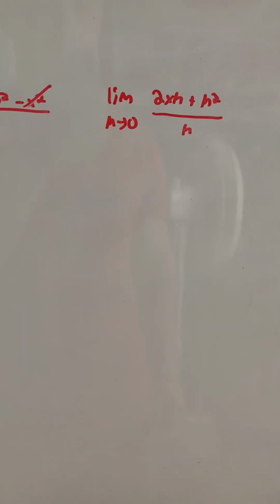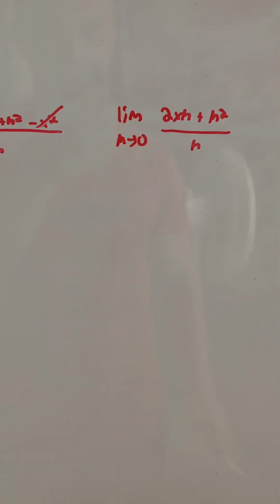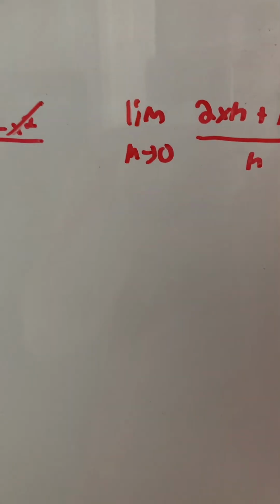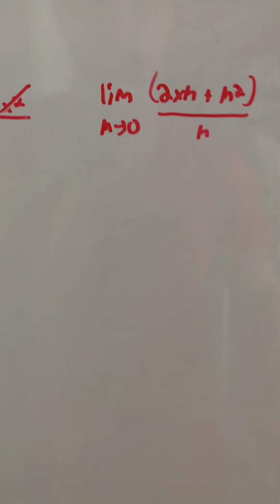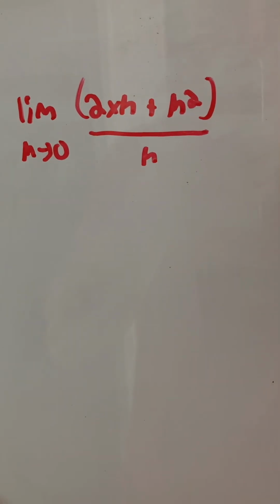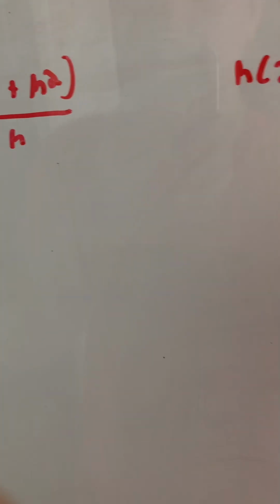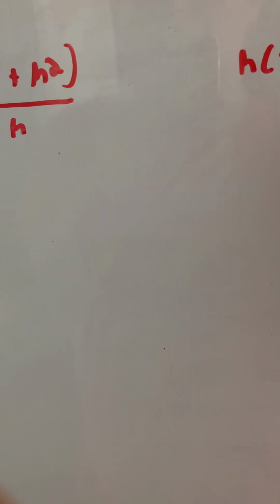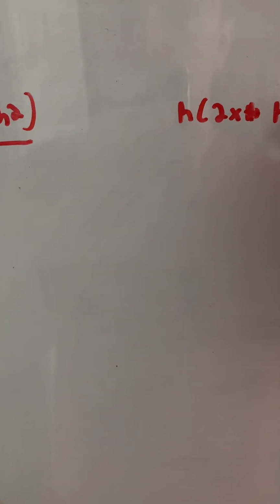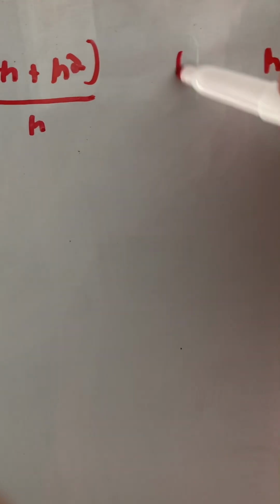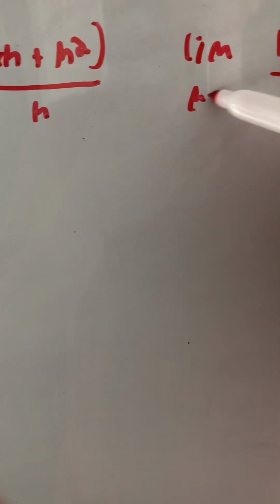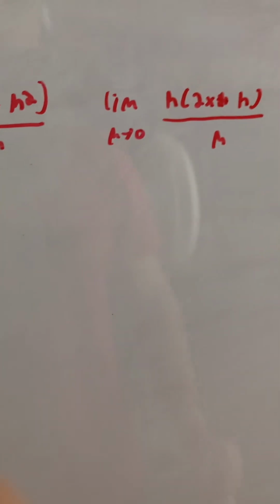I'm going to have to pull out the GCF, because I cannot just plug in 0 right now. So I'm going to pull out an h out of the numerator. It's going to be h times 2x, not 2xh. It's going to be h times 2x plus h, and then over h, and then make sure you rewrite the limit expression.